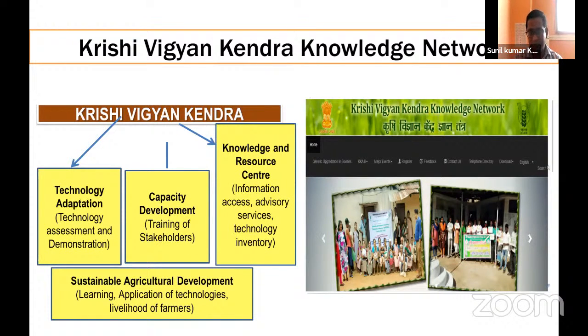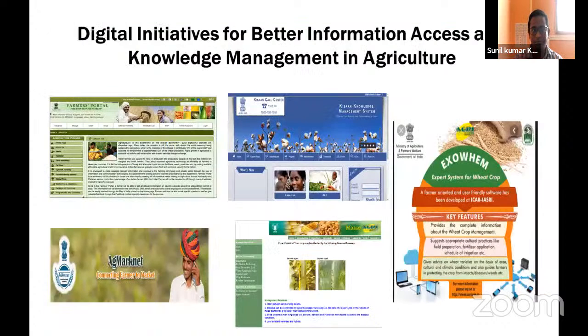So this is the website that provides particular information on how these Krishi Vigyan Kendras are working, what their new initiatives are, how you can contact them, what things they are doing, what demonstrations they are doing, what results have been shown, what new varieties are there, and what new advisories are there. So this knowledge network has provided innovative approaches for farmers.